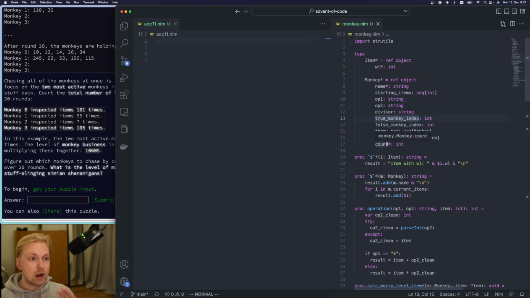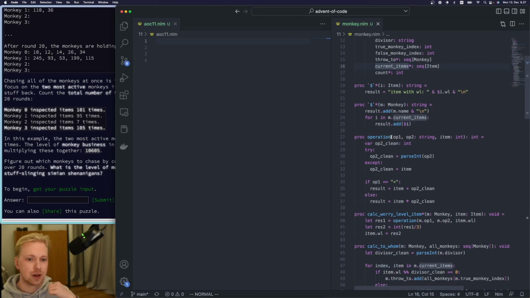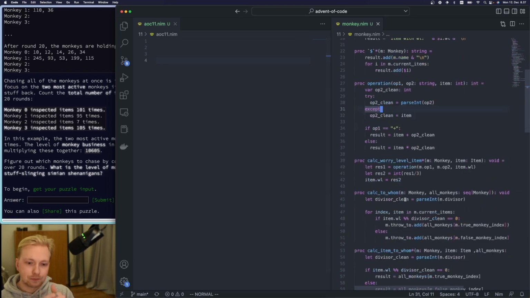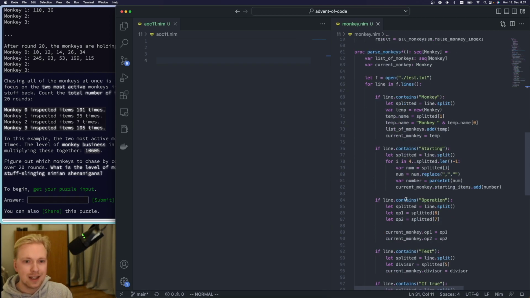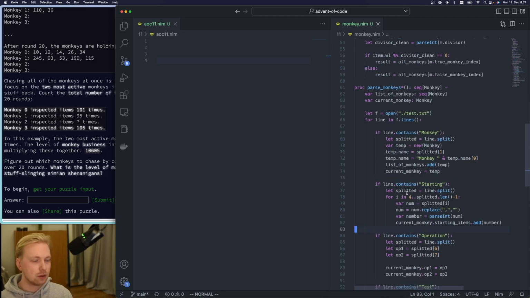So what I have is a separate monkey library, which contains all the nitty-gritty parts of how these monkeys work, how they update the items, and so on. Then we're going to have the actual game implemented in the AOC 11 file. One reason I want to keep these in separate files is that parsing the input file is quite tedious, so maybe there's a smoother way to do this. This is sort of a straightforward, just-crunch-it approach.